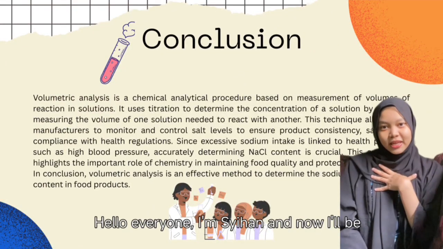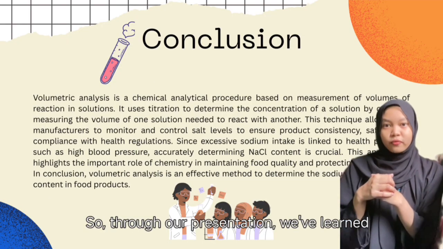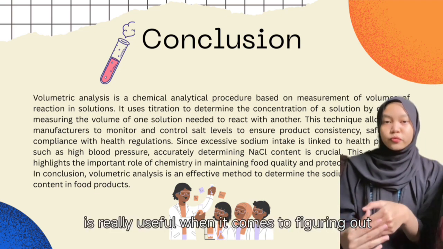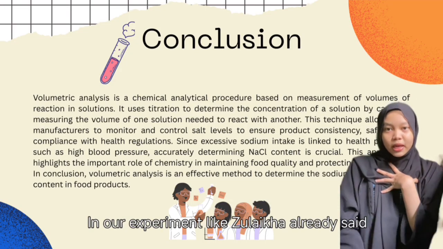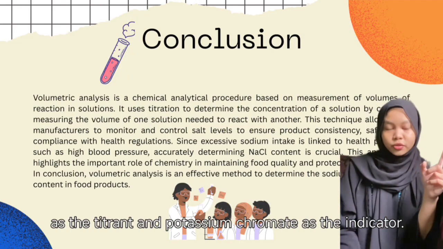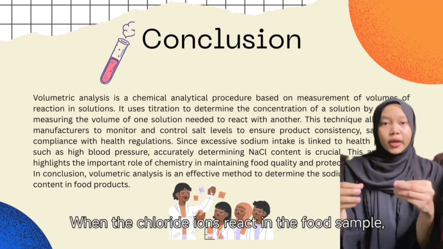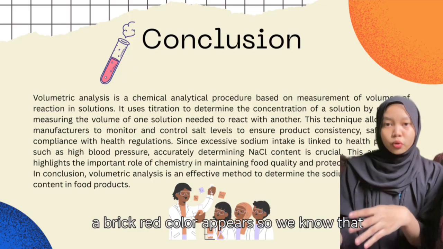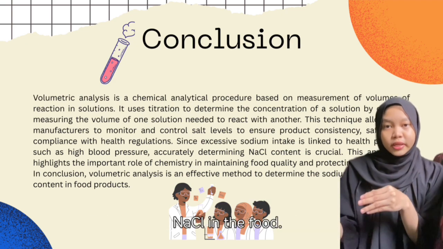Hello everyone, I'm Shihan, and now I'll be sharing the conclusion for our topic. So, to wrap up our presentation, we've learned how volumetric analysis, especially titration, is really useful when it comes to figuring out how much salt or sodium chloride is in food. In our experiment, like Zleka already said in the methodology part, we use silver nitrate as the titrant and potassium chromate as the indicator. When the chloride ions react in the food sample, a brick red color appears, so we know that the titration is done. This helps us calculate the exact amount of NaCl in the food.